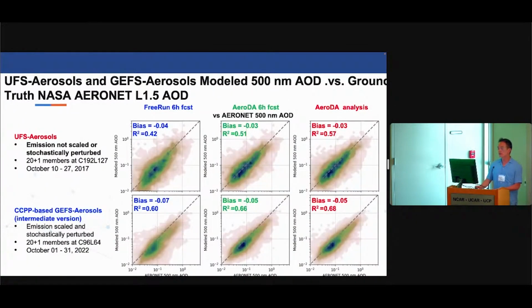And here we compared our UFS aerosol AOD with AERONET AOD, the top panel. And here we also include the CCPP-based GAPS aerosol run. This is not an apples-to-apples comparison between these two model runs because they have different configurations, and they also cover different years, though both are in October. But consistently, we can see that LDA, assimilating AOD, shows a positive impact in both model runs.